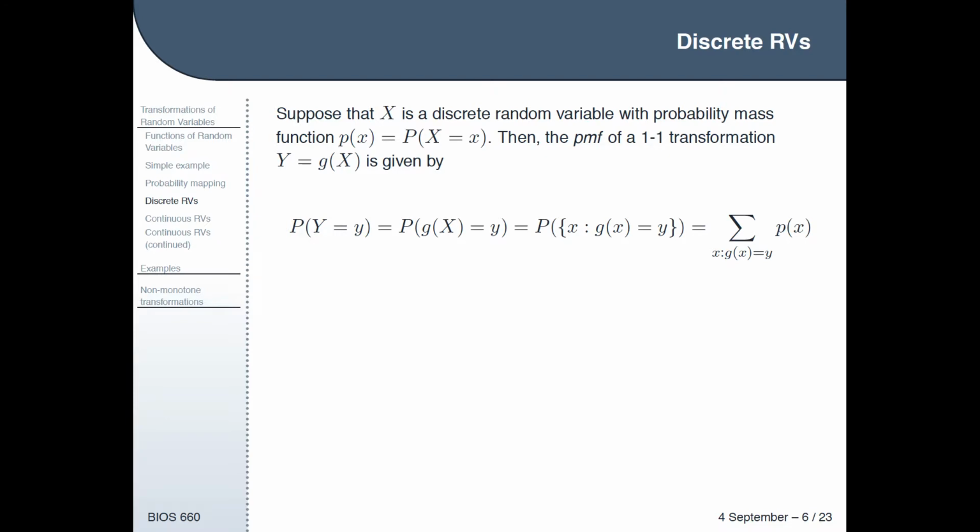In principle, we can do these transformations for discrete random variables as well. Say we have some discrete random variable with some probability mass function, and say we have a one-to-one transformation g of x. Then to find the probability mass function for g of x, we just sum over all the x's such that g of x equals y.